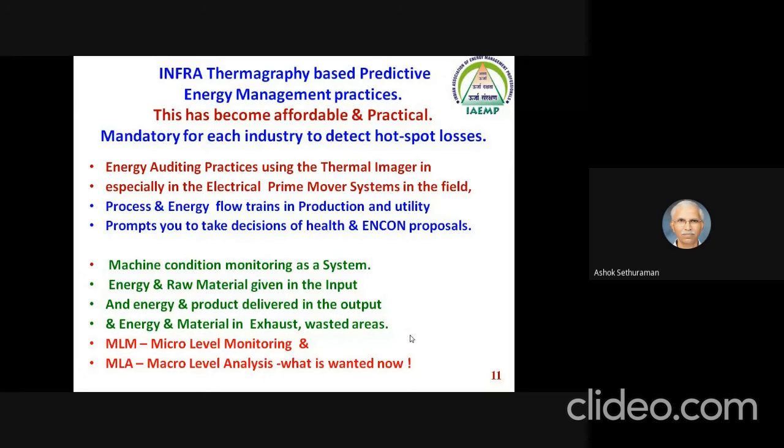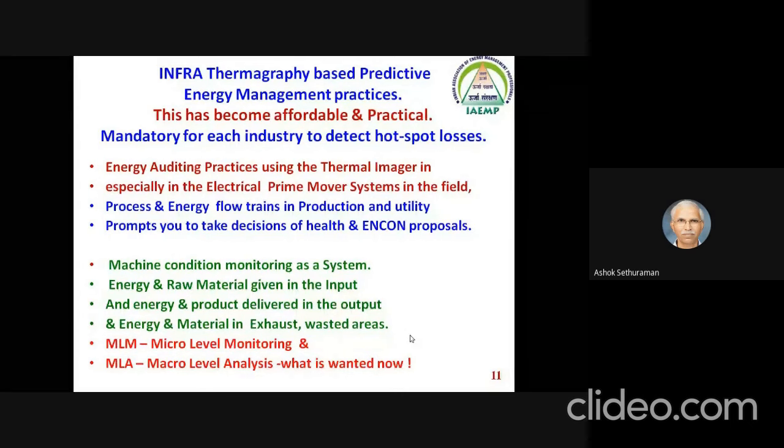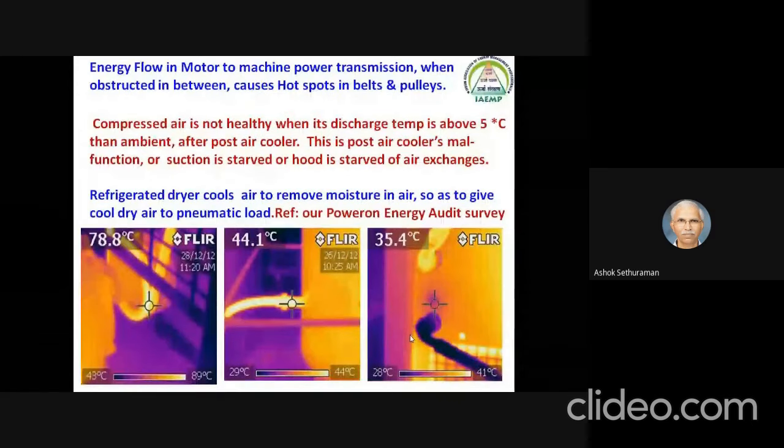So micro level monitoring of all the process parameters or the energy parameters daily, and macro level analysis. This is what is wanted in the industry now. Just a sample of how we have used the thermal imager, right from 2012. In the motor power transmission, our energy team engineer will first go with the thermal imager, spot the inputs, and come back to us and say this is right or this is wrong.